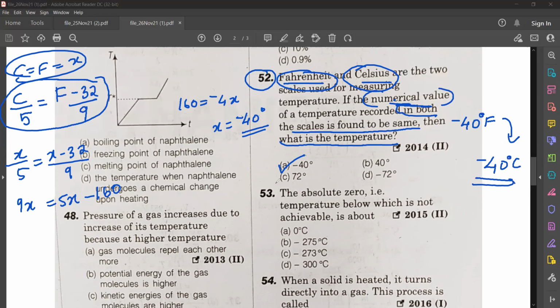Okay. Now how to convert Celsius to Kelvin? Celsius to Kelvin means you have to just add 373. If you add Celsius plus 373, you will reach the Kelvin scale. So here you need to know the relation between Celsius and Fahrenheit, and you already know that Celsius and Kelvin are related like this. So please copy down this.